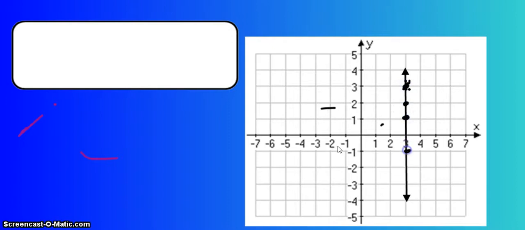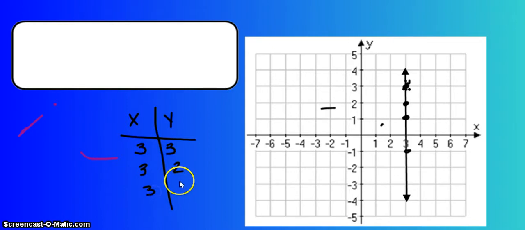If we just put these points into an x, y table, your x is 3, and let's do this one as 3. Then here your x is 3, your y is 2, your x is 3, your y is 1, your x is 3, your y is -1. So when we write the rule for this equation, the rule is x is always 3. So in order to show that x is always 3, we just say x equals 3. X is always 3. That's another way of reading it.